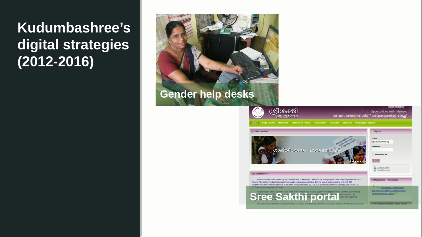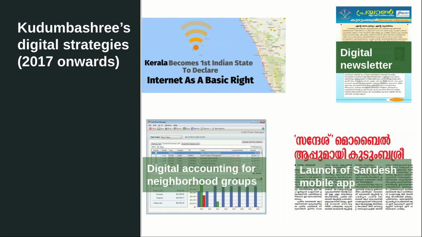The program has also been running online discussions which women can participate in even if they are not familiar with digital gadgets and how to operate the online portal, because the help desk will enable them to participate in agenda setting processes in these online discussions. Kerala also became the first Indian state to declare the internet as a basic right this year. This opportunity has been seized by the Kudumbashree program, which has introduced new innovations like a digital newsletter, and launched a new mobile app for the women's groups.